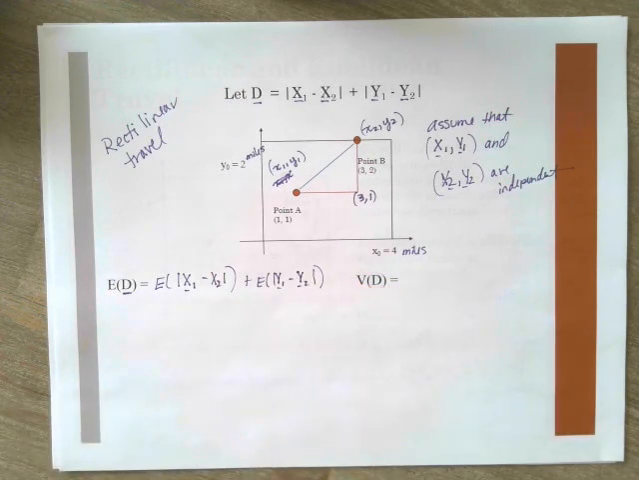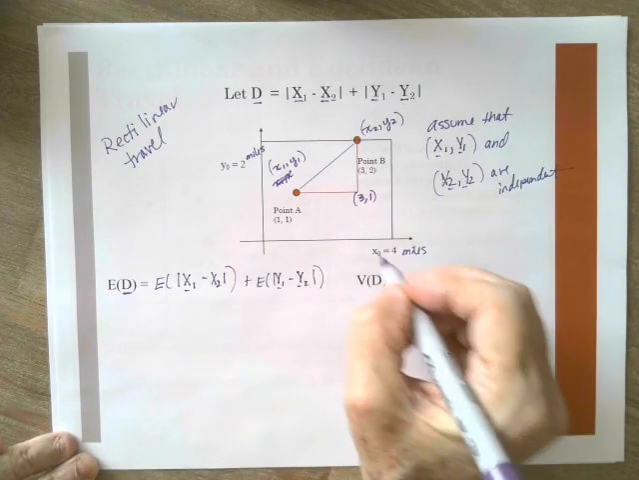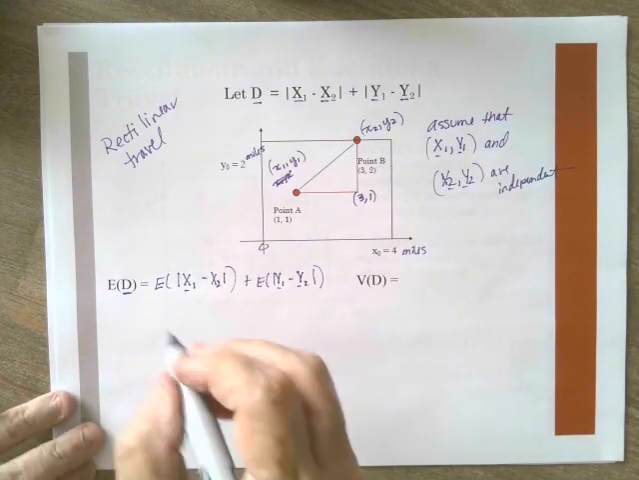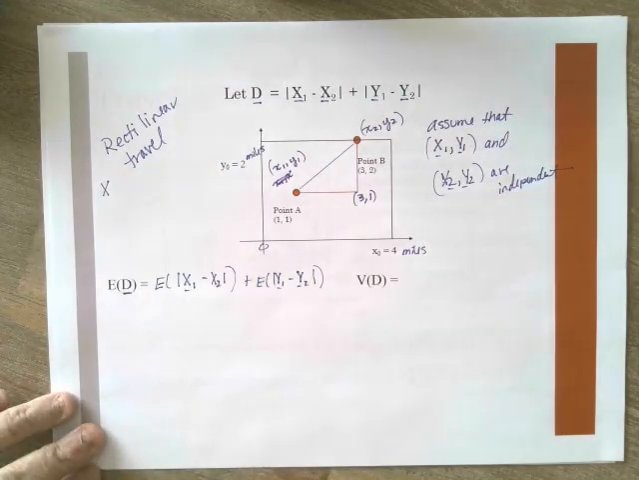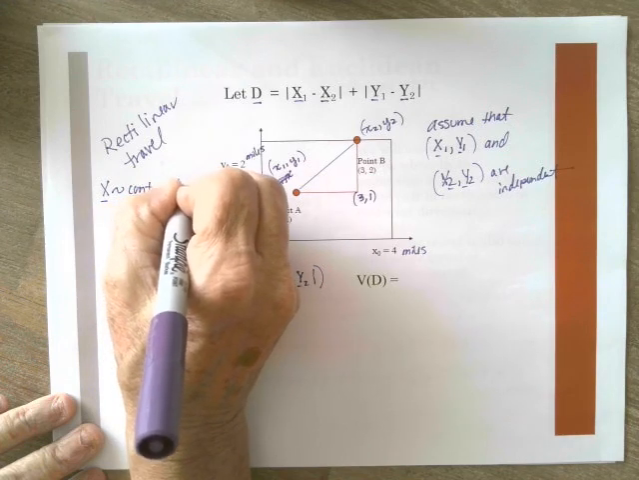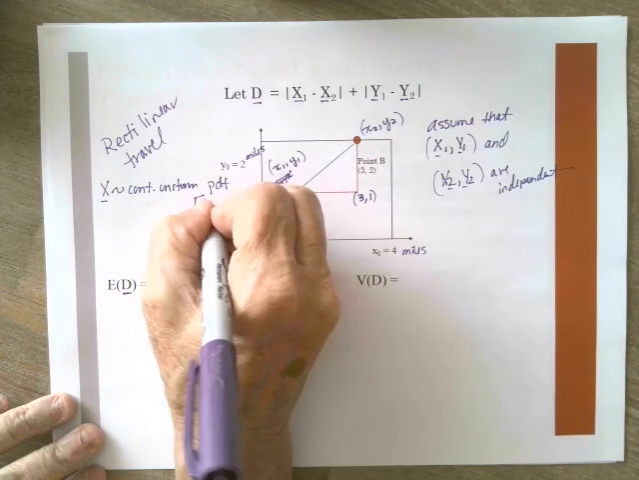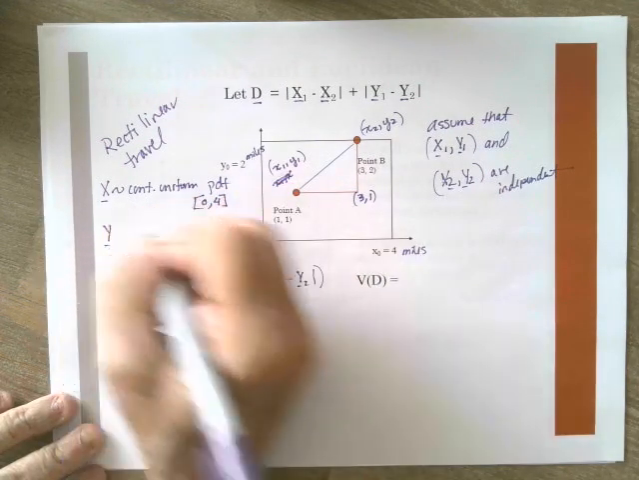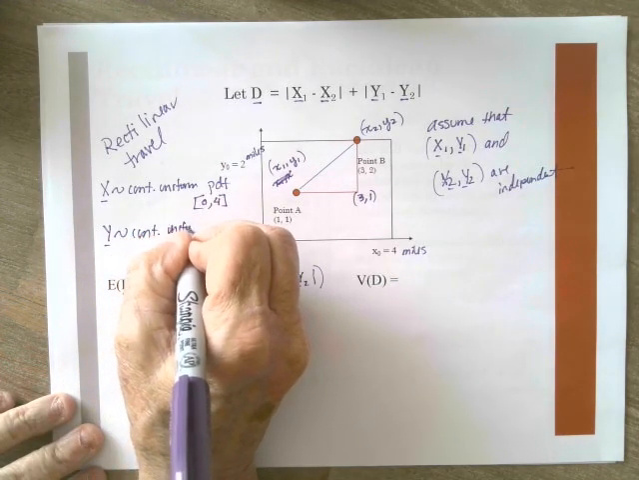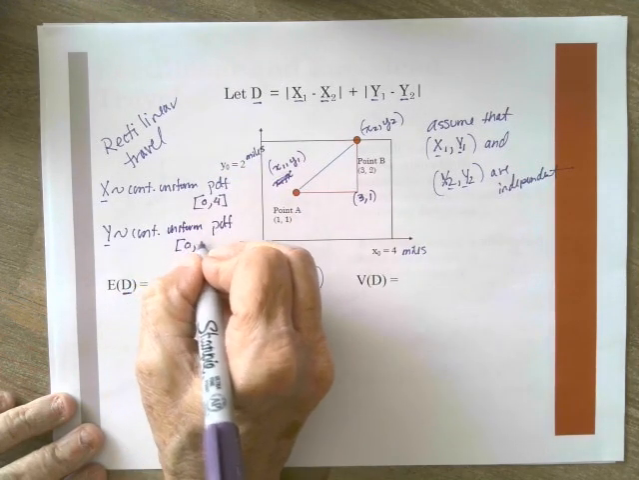And for this particular problem, you can see that right here, this is going to be a continuous uniform random variable. So we're going to say that x right here has the continuous uniform PDF on 0 to 4 miles, and y, my y coordinates, are going to have the continuous uniform PDF as well, and they're independent, and that one's going to be on 0 to 2 miles.